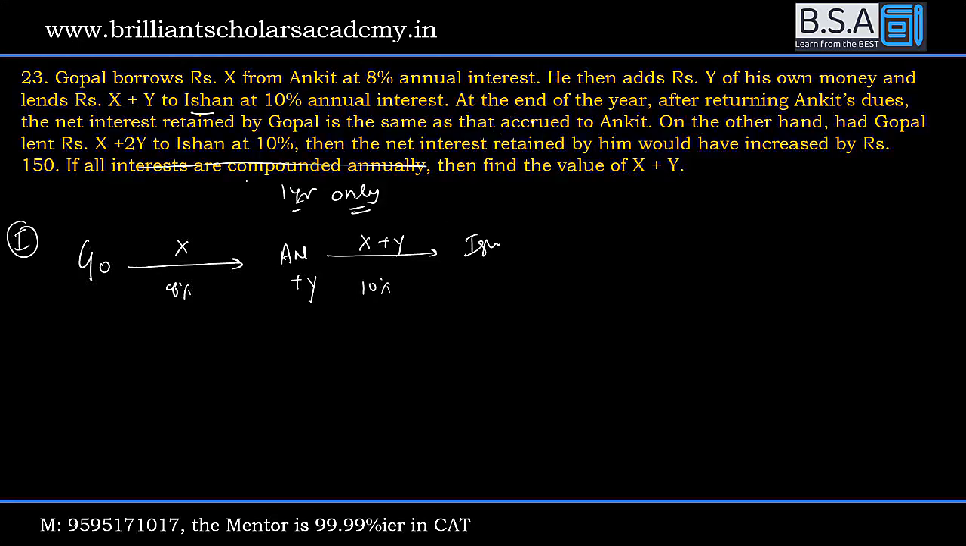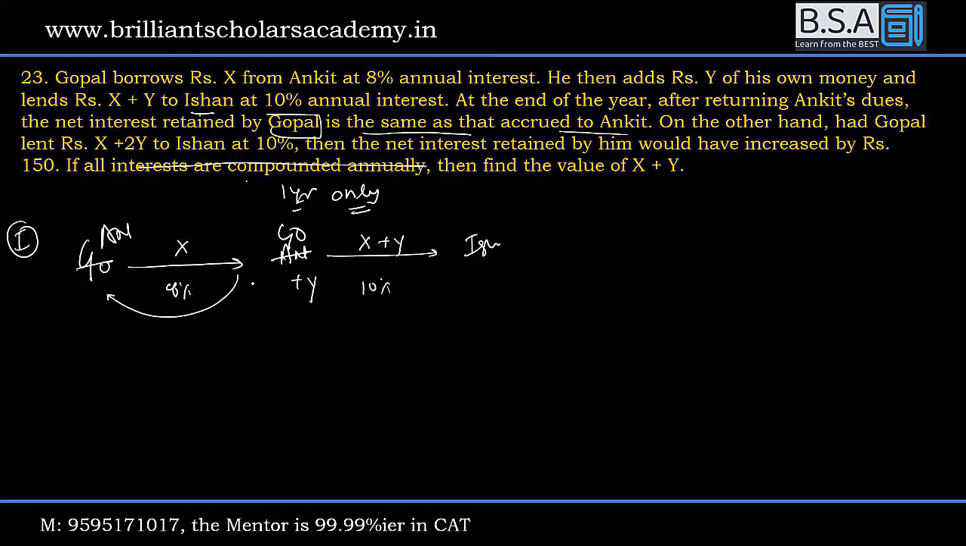Now, at the end of the year, after returning Ankit's dues, the net interest retained by Gopal is same as that accrued to Ankit. What is the interest given to? Oh, Gopal borrows. Gopal borrows from Ankit. Look, the names are written the other way around. So Gopal borrows X rupees from Ankit at 8%, and Gopal adds his own money Y rupees to give it to Ishan.